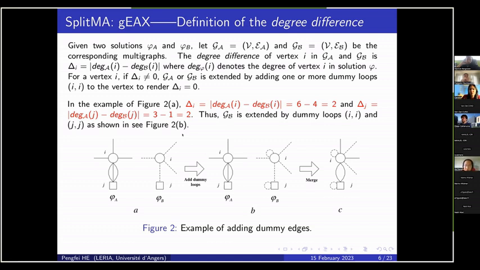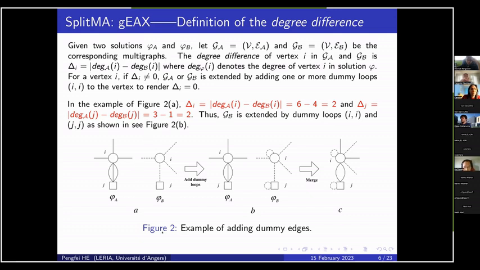Then we also need to define the degree difference. Given two solutions, phi A and phi B, let GA and GB be the corresponding multigraphs. Look at figure 2. Here are two solutions, phi A and phi B. The vertex i in solution phi A is associated with a degree of 6. It links 6 edges in the solution. However, in solution phi B, vertex i is associated with a degree of 4. Thus, the degree difference of vertex i in solutions phi A and phi B is defined as delta i, which equals the absolute value of degree A i minus degree B i.